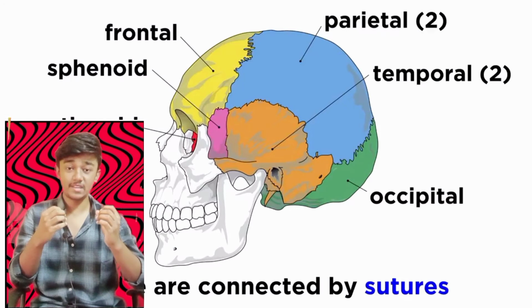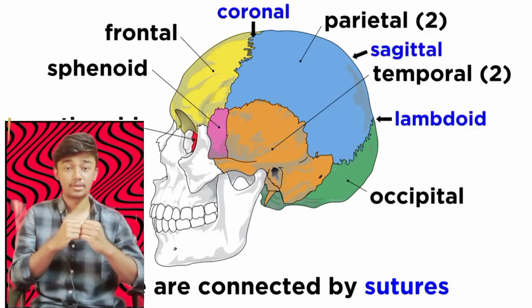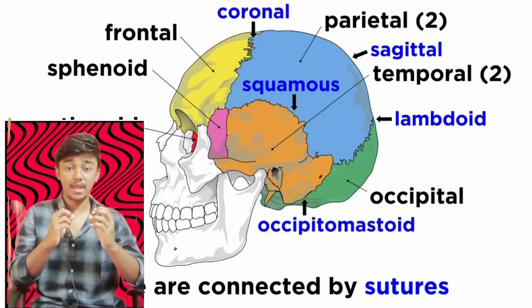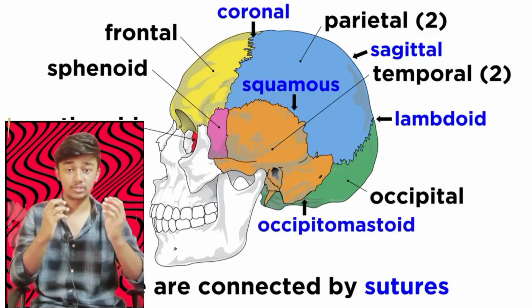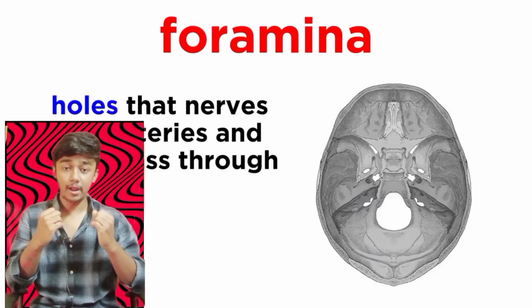These have specific names. These are coronal, sagittal, lambdoid, squamous and occipitomastoid sutures. We should also mention the foramina.